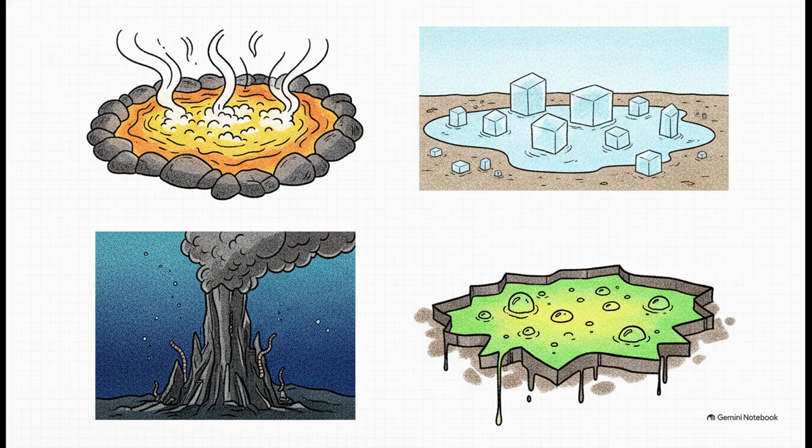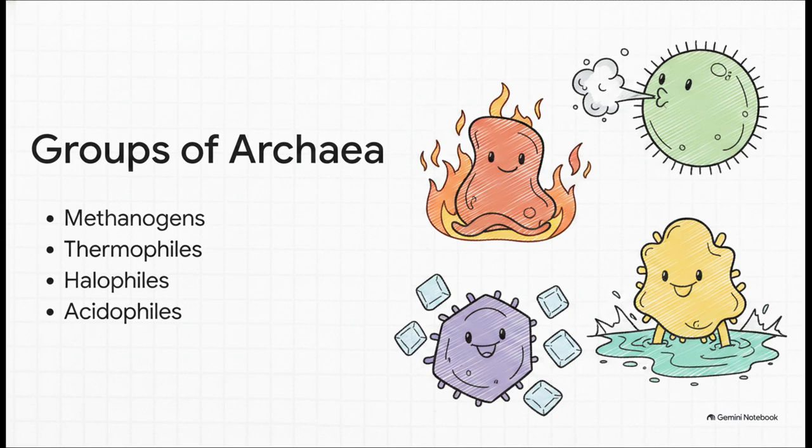It's wild. Because they live in these crazy environments, the major groups of archaea are actually named for where they thrive or what they produce. So we've got methanogens, which produce methane as a byproduct. Then we have the extremophiles. Thermophiles absolutely love the intense heat of hot springs. Halophiles thrive in extremely salty environments. And acidophiles, they survive in incredibly acidic conditions. Their names basically tell you exactly how tough they are.